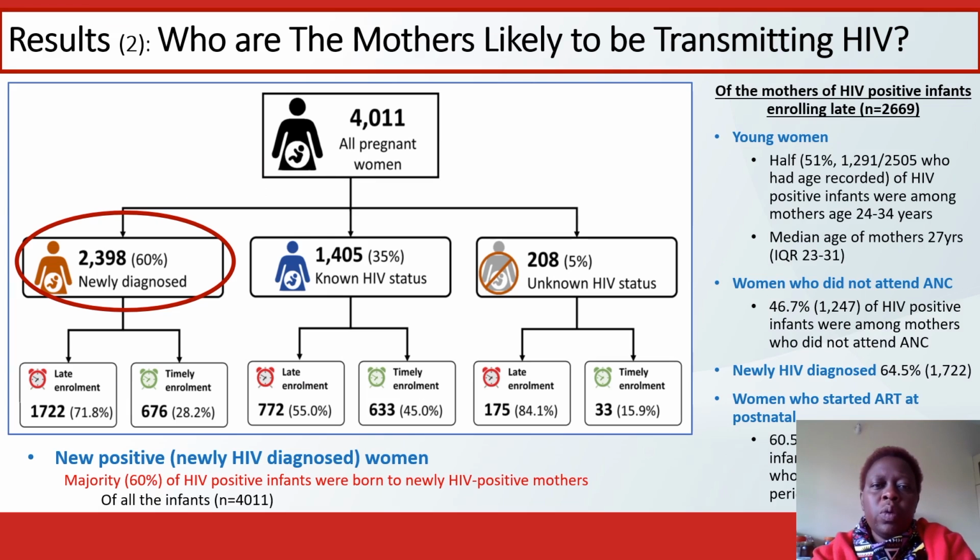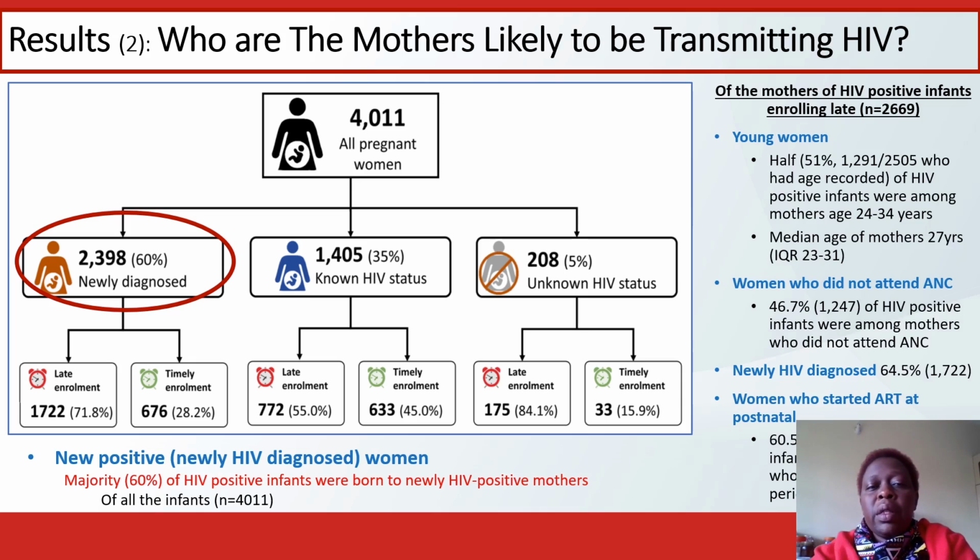Looking at the mothers, who are the mothers who are likely to be transmitting HIV? First, looking at all the 4,000 infants, 60% of the HIV positive infants were born to newly HIV positive mothers, newly diagnosed mothers.